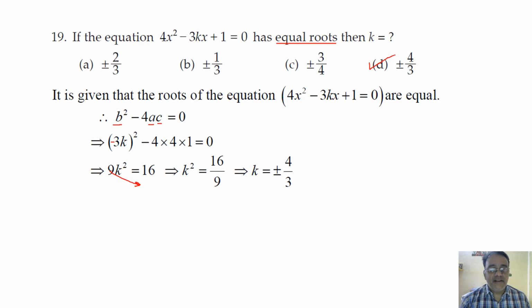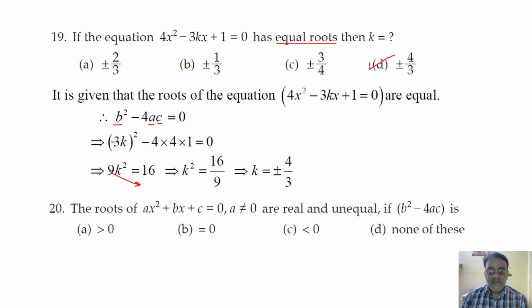So now we are moving toward question number 20. The roots of ax square plus bx plus c are real and equal if b square minus 4ac is dash. Real and equal. Unequal, sorry. Real and unequal.